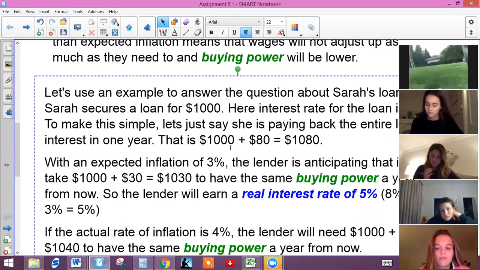Now let's say that she's going to just pay it all back at once. So at the end of the year she's going to owe $1,080 because 8% of 1,000 is 80.